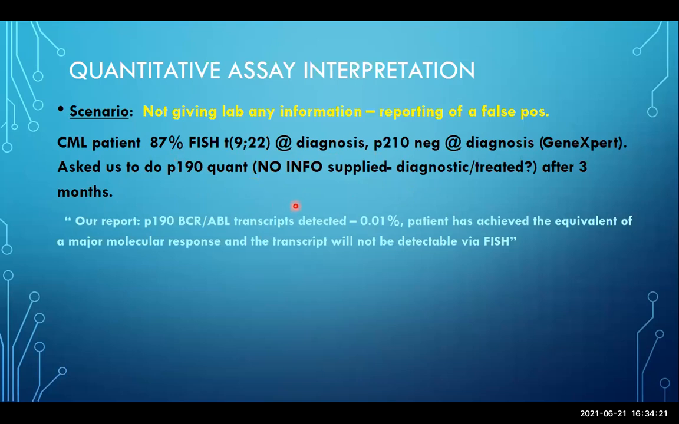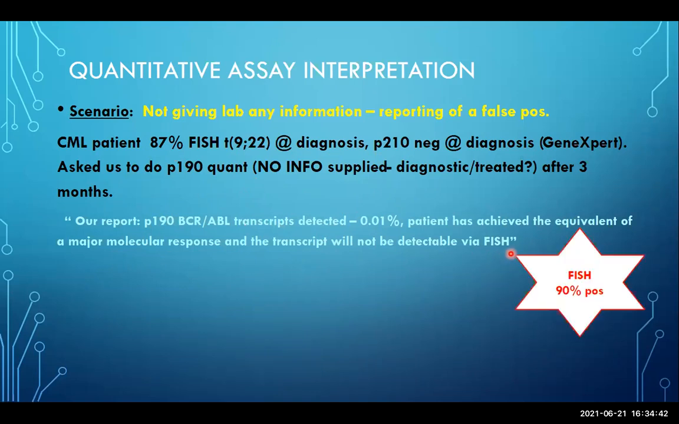Okay, so we came back with, we had detected P190 transcripts, and it was in the 0.01% range. So our report, unfortunately, said that the patient has achieved the equivalent of a major molecular response, and the transcript will not be detected via FISH. Okie dokie, sounds fine. However, it was very hot for FISH.